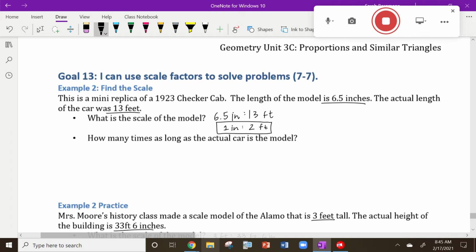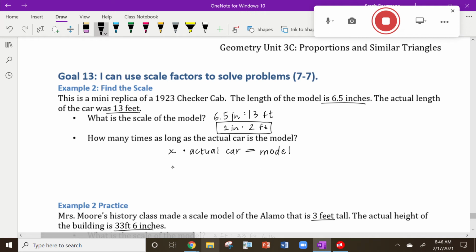Now, it's asking how many times as long as the actual car is the model. This can get a little confusing if you don't read it very, very carefully. So what we're going to do is break it down piece by piece and change the words into math. So how many times as long, that's multiplication, as the actual car, so times the actual car. Is, remember, in math means equals, the model. So we'll just write the model.